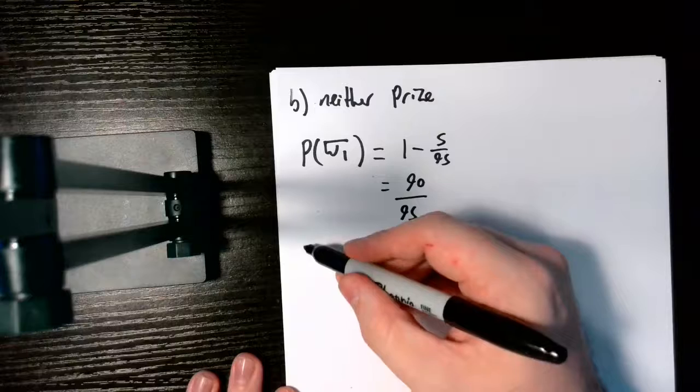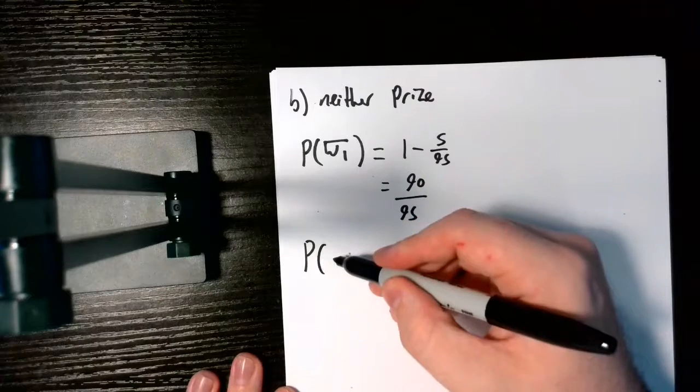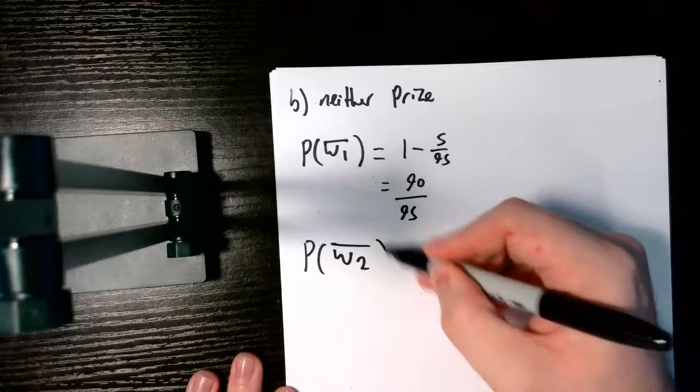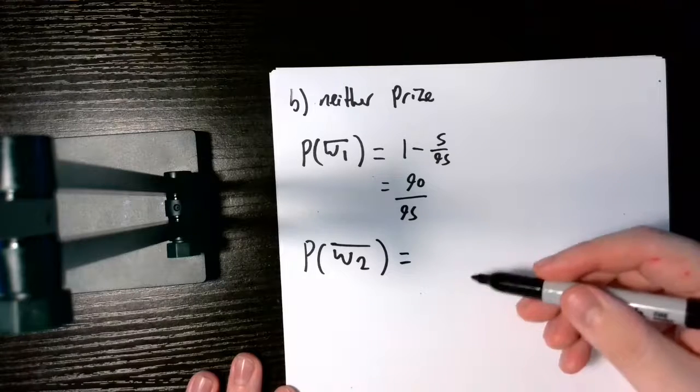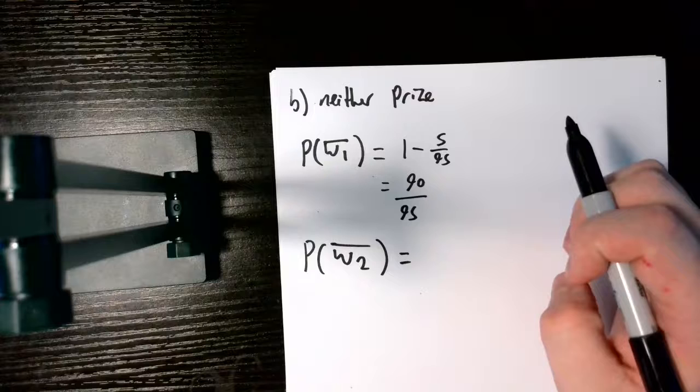If we think about the second draw, she hasn't won in the first draw, so the probability of her not winning in the second draw, I'll use that same notation. Let's think about how many chances she still has left. One ticket has been drawn out, but it hasn't been hers.